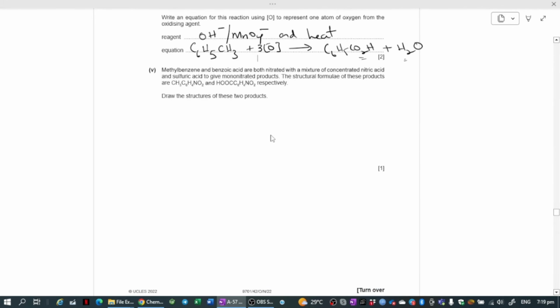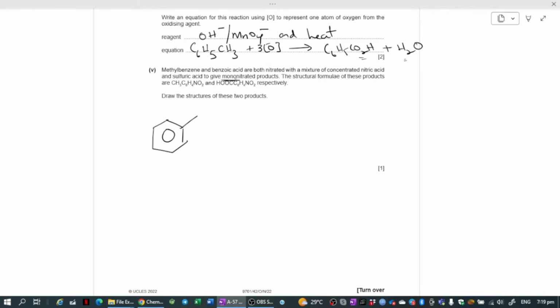Good. Part 5. Methylbenzene and benzoic acid are both nitrated with a mixture of concentrated nitric and sulfuric acid to give mononitrated products. Mononitrated products, the structural formula are as shown. Draw the structure of these products. So we want methylbenzene.